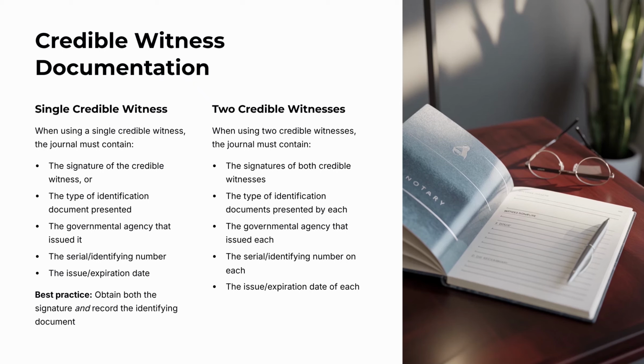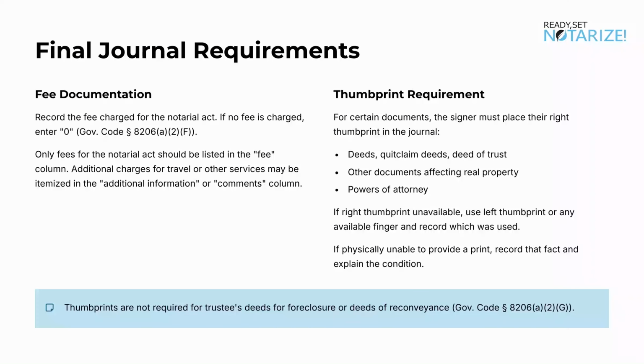California Government Code Section 8206(a)(2)(E). The fee charged for the notarial act. If no fee is charged, 0 should be indicated. Only fees for the notarial act should be listed in the fee column of the journal. If there are additional charges for travel or other services, those additional charges may be itemized in the additional information or comments column to distinguish those types of fees from notarial act fees.